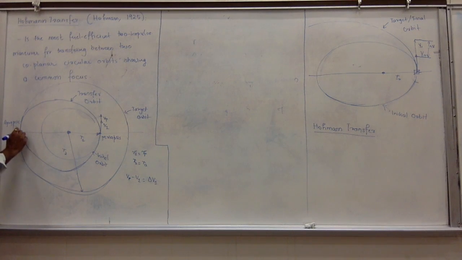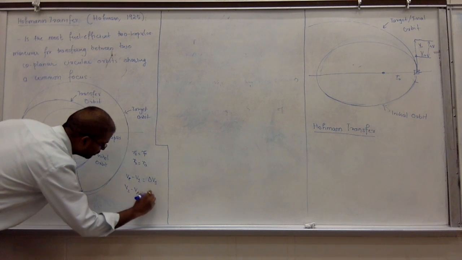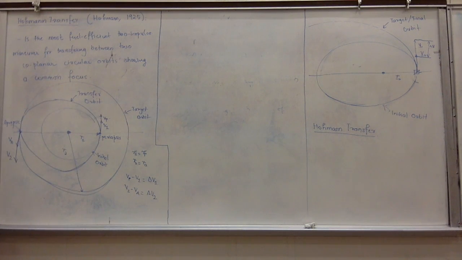Now, here, this is, let's say, VA, right? And this is V2, and V2 is the target. V2 minus VA is delta V2. So you come to this point, and you increase the velocity by delta V2. Then you go into the circular orbit. Okay. So you see why two impulses make sense. You have one impulse which will take it into the transfer orbit. The second impulse will take you into the target orbit.